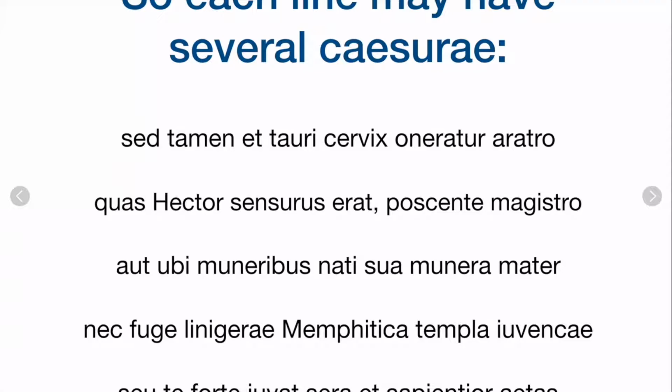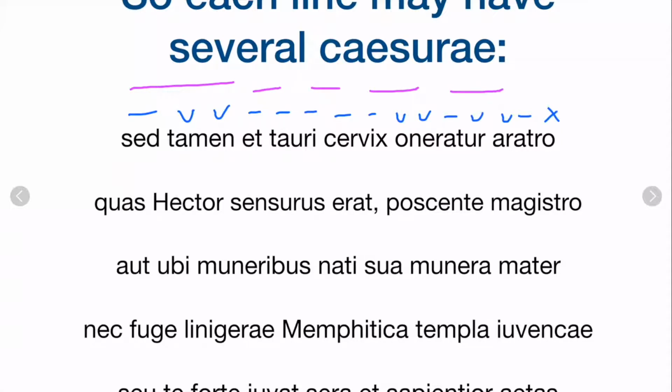Every line is going to have a bunch of caesurae, right? Anytime there's a word break, it's either going to be a diaeresis or a caesura. So let's scan a line. Sed tamen et tauri cervix onerari aratro. Okay? And just for now, we're going to mark off. So we've got a dactyl and a spondee and a spondee and a dactyl and then that last foot.